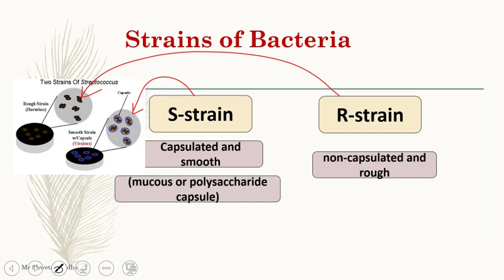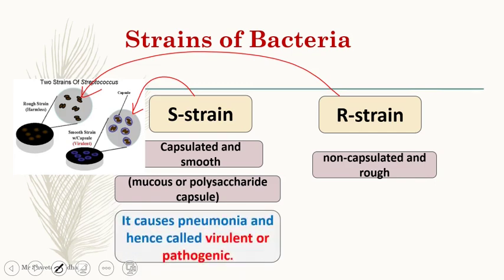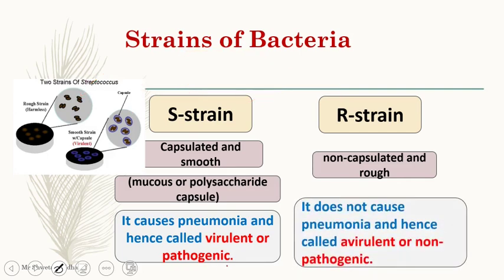The capsulated strain is basically covered with a capsule which is made up of mucus or a polysaccharide. It causes pneumonia, so it is the virulent or pathogenic strain. Students remember, the smooth strain is the pathogenic strain causing pneumonia. The rough strain does not cause pneumonia, so it is a non-virulent or non-pathogenic strain.